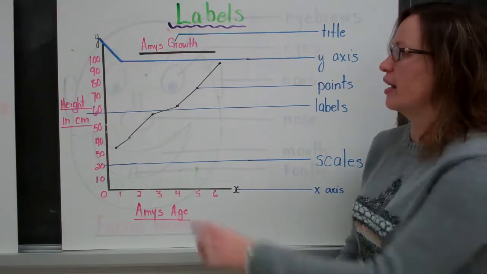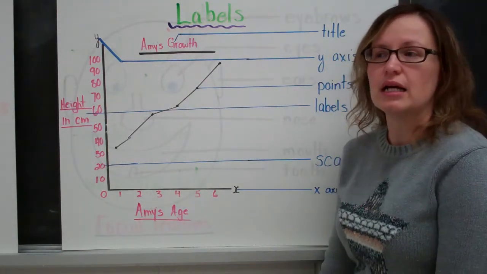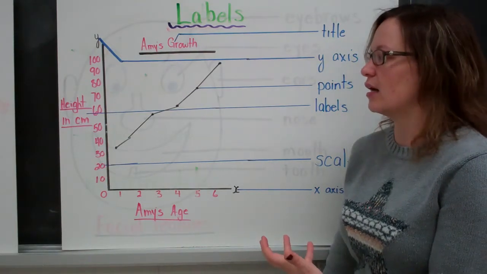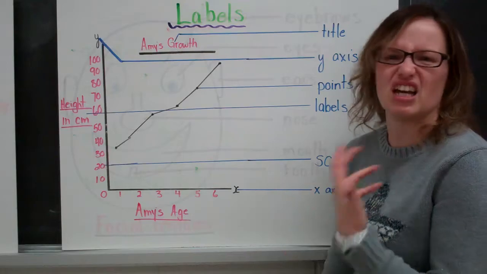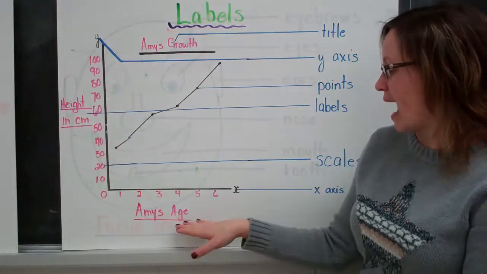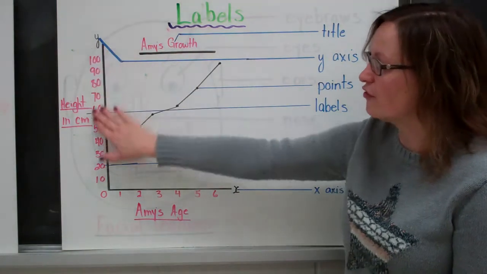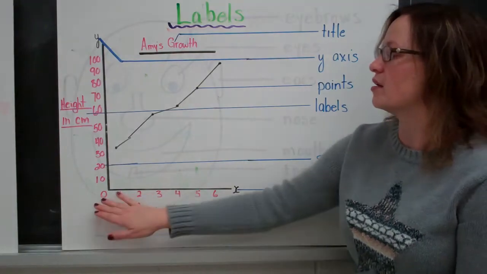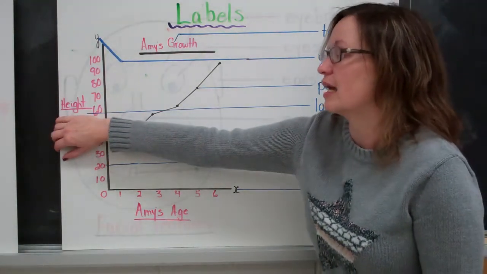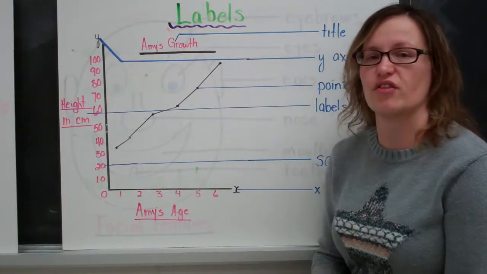Then I'm going to add my titles. So I have my title, and again, the title should give some information to the reader about what the graph's going to show, and the information they're going to gain from this graph. Your labels for your y-axis and your x-axis, again, should give enough information that the reader knows what these scales represent. So I could put here just height, but giving height in centimeters gives the reader more specific information.